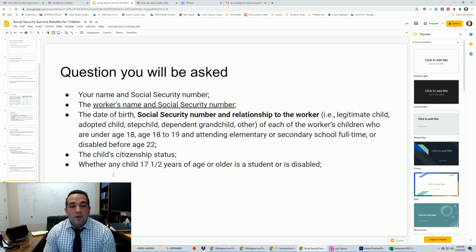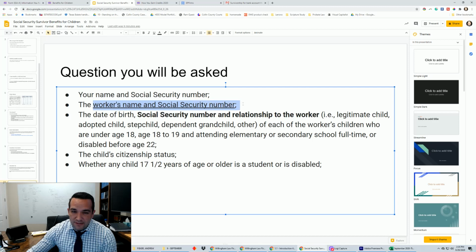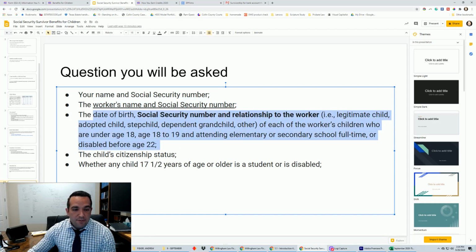All right, questions that you'll be asked. Now, these questions I've taken off of the Social Security Administration's webpage. These are the things that they say that we usually ask people. They're pretty straightforward. This is one of the difficult ones that I was going through. You're going to have to get the worker's, the person who is deceased, their Social Security number. If you're divorced, once again, this is going to be a little bit difficult. You can usually get that off the death certificate, though. Or if we have somebody else, that's going to be difficult.